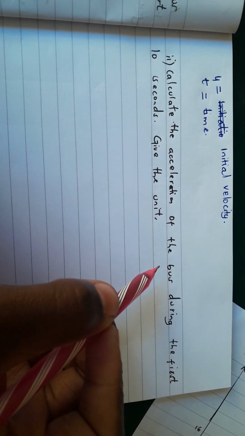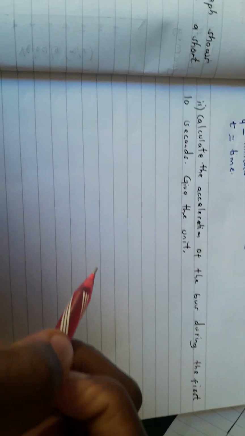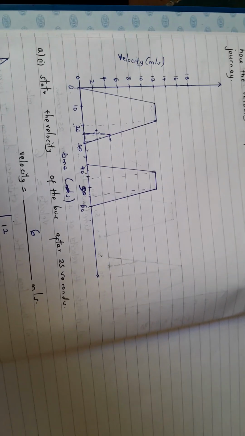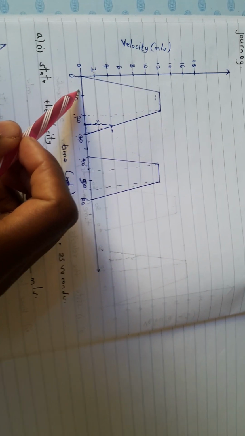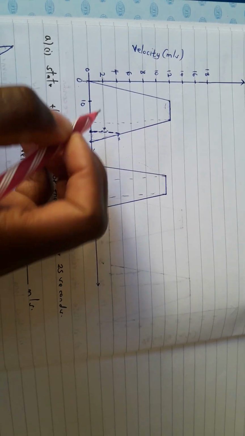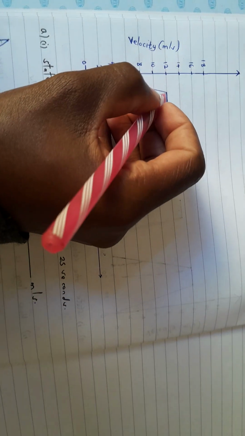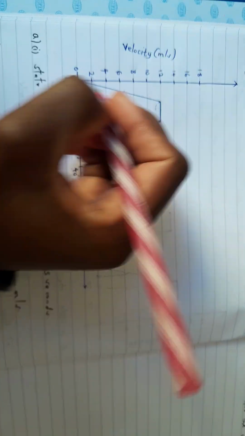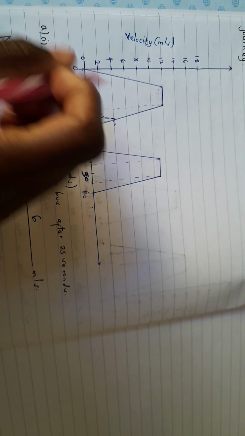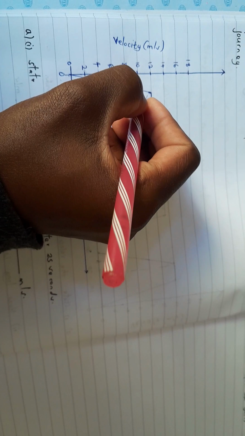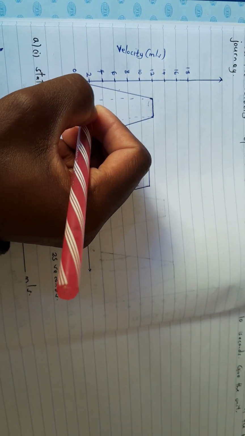So we go to the last question. The last question reads, calculate the acceleration of the bus during the first 10 seconds. So we go back to the graph that we are given. We are asked to find the acceleration during the first 10 seconds. This is the first 10 seconds. If you have a look at this bus, as it started moving, it stopped at this point. This is acceleration, this is constant acceleration, and this is deceleration. So basically, we take a perpendicular line here.